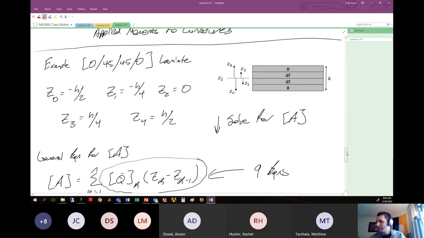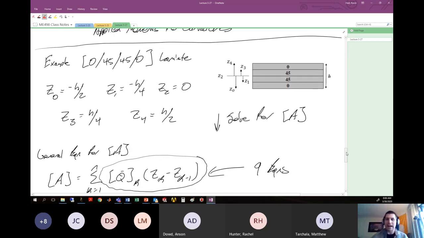We were finishing the last lecture with an example using a 0/45/-45/0 laminate, where we started to go through and define symbolically some of the things that will come up in the calculation of the A, the B, and the D matrices. So that's about where I want to pick up.